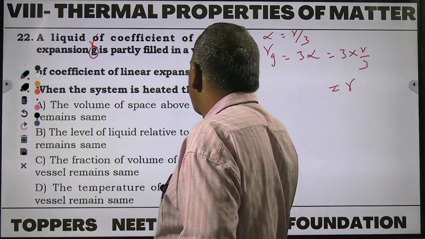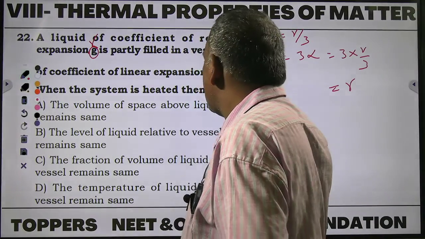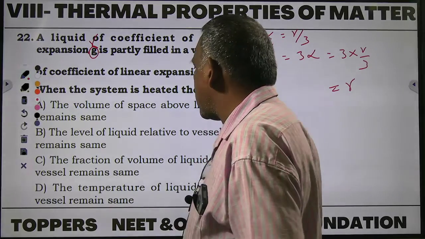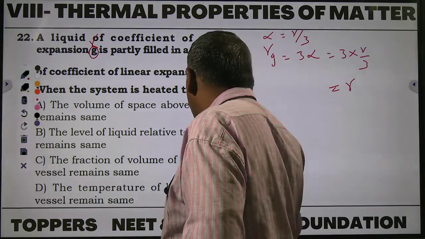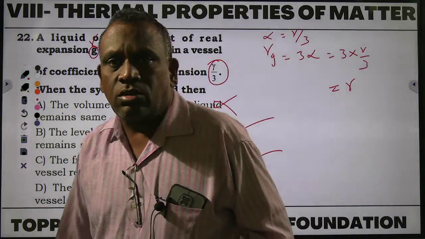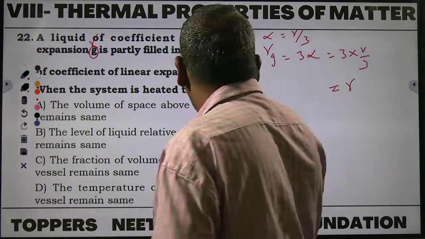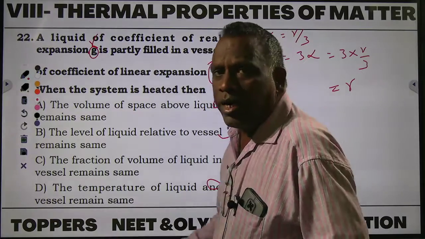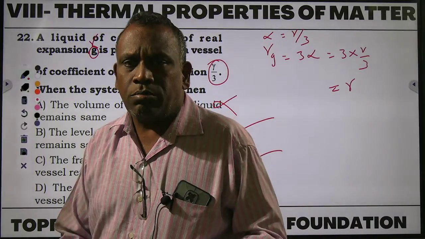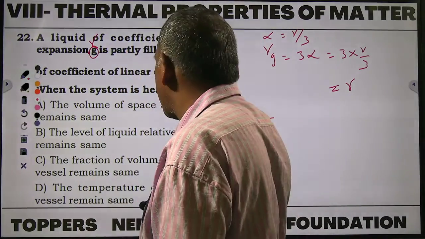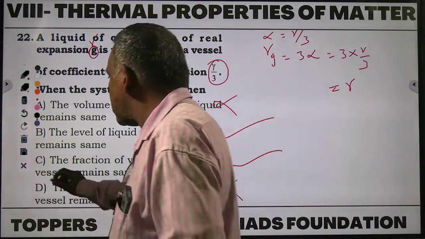The remaining two options are not correct. The temperature of the liquid and vessel remaining the same is also not correct. Only options B and C are correct. Why? Because the liquid as well as the container has the same coefficient of expansion. That's why options B and C are correct for this question.